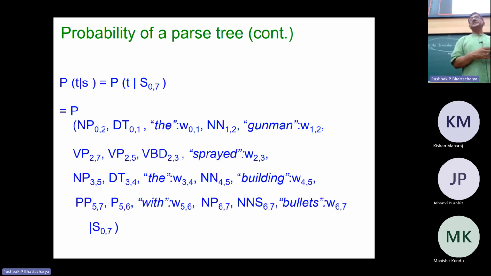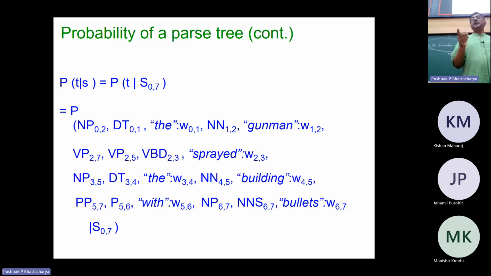So the probability of the parsing given the sentence is defined this way. Probability of T given S_0 to 7. Now, the meaning of S_0 to 7 is S dominates 0 to 7, that is from beginning to end of the sentence. Here comes the probability and the phenomenon.